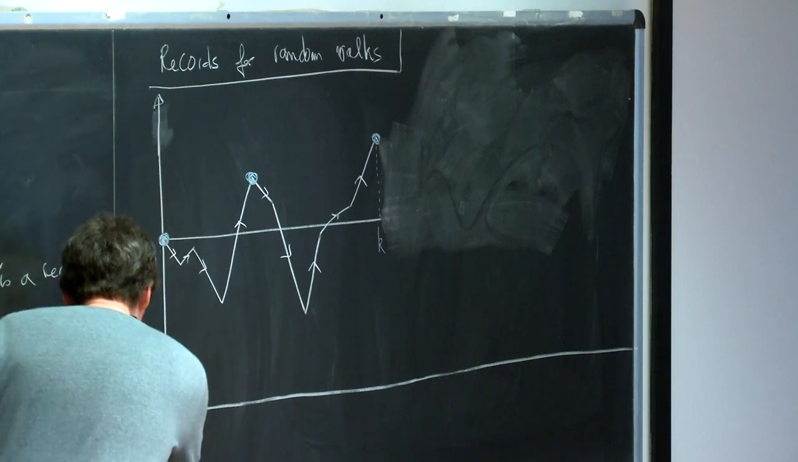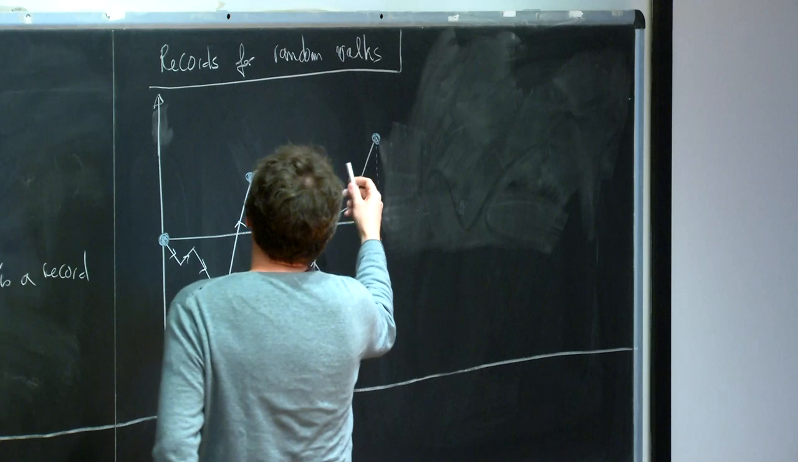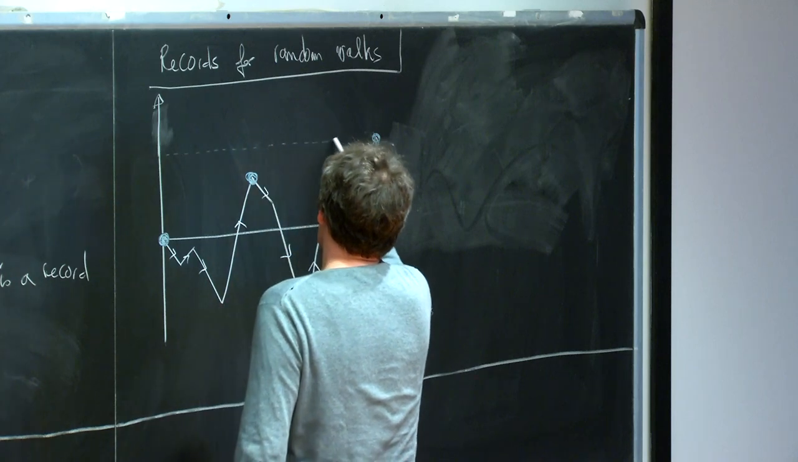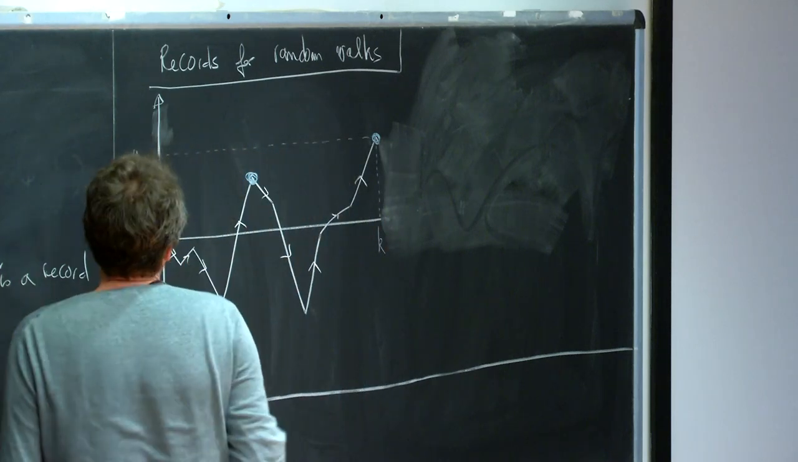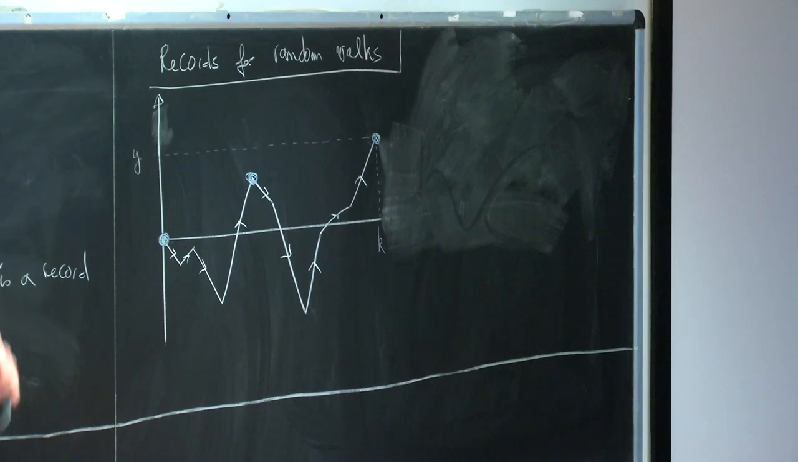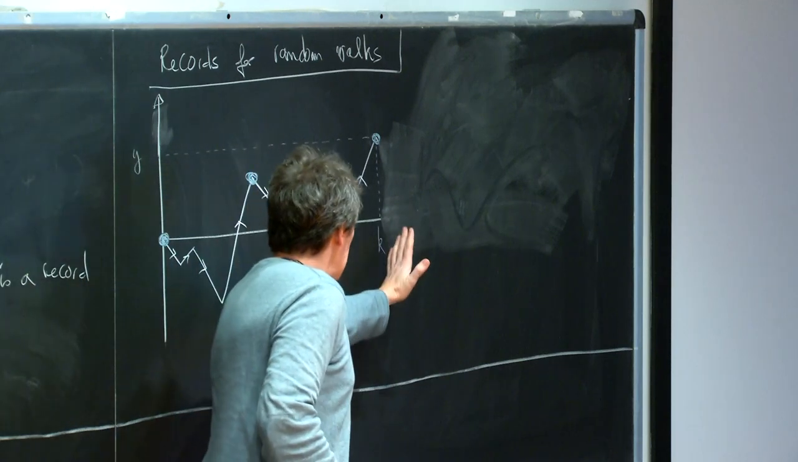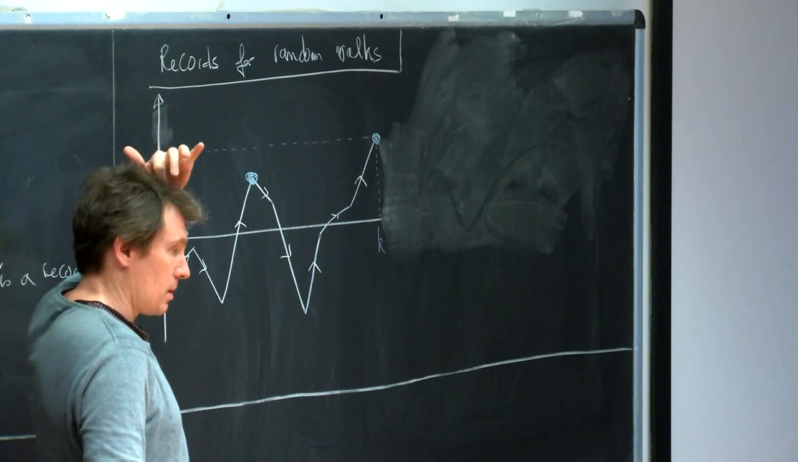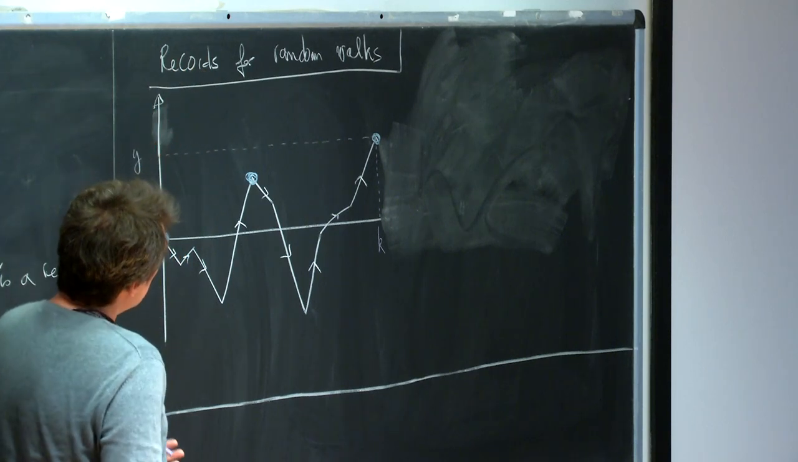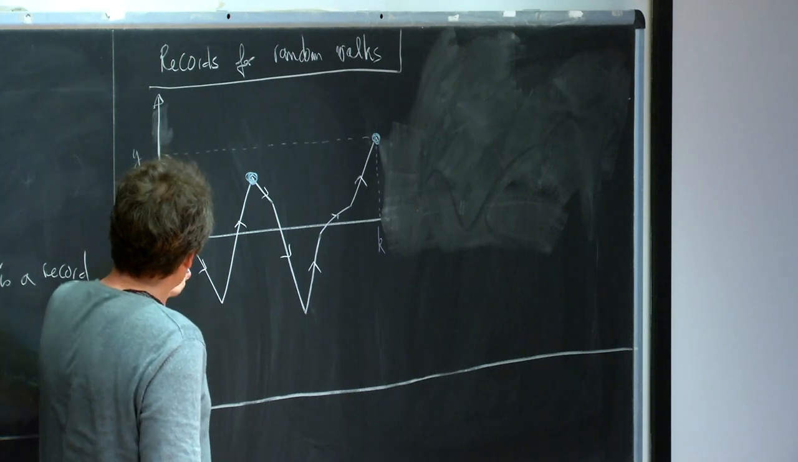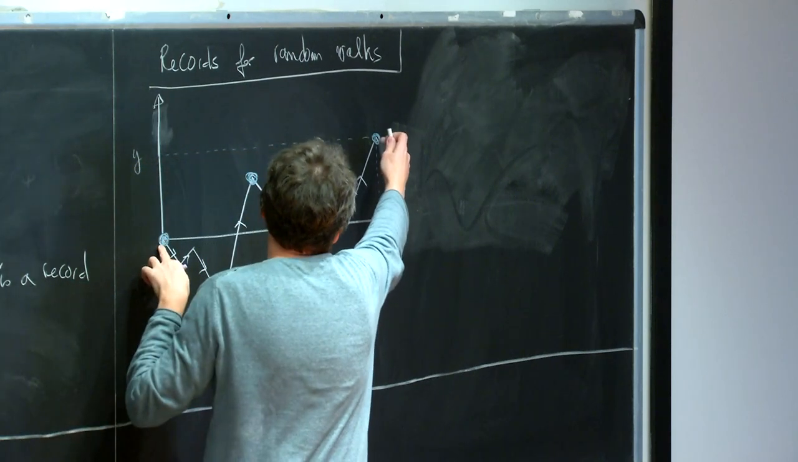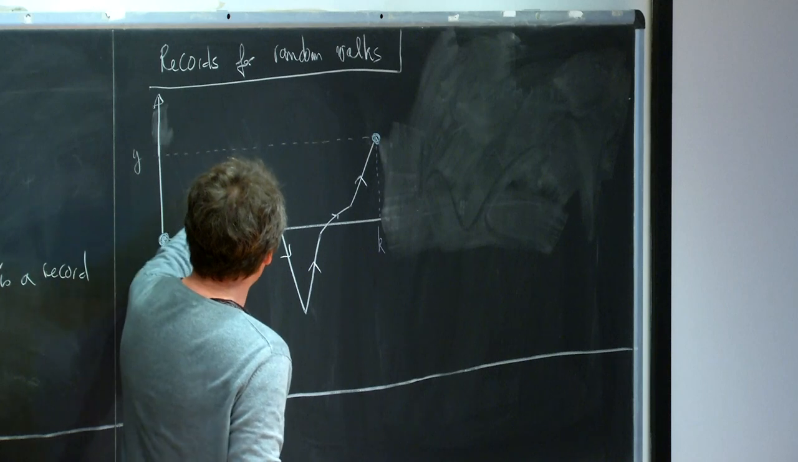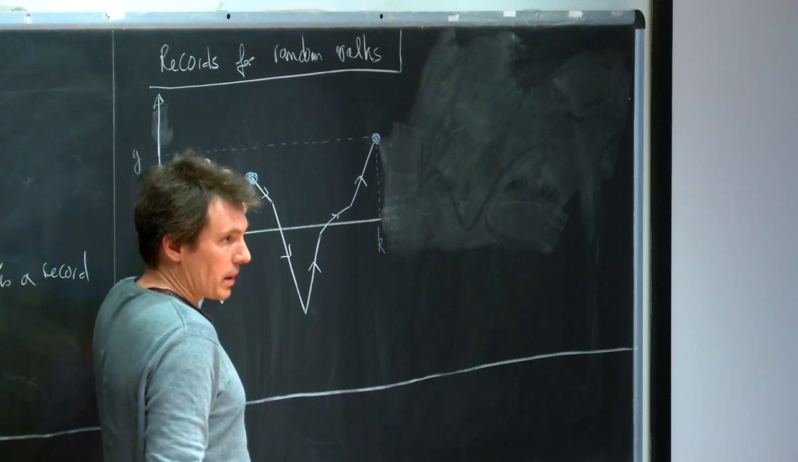For the sake of clarity of the explanation of the reasoning, let's suppose that this record is broken at a given value y. So I will first compute the probability that the record is broken at step k with some value y, and eventually I will have to integrate over y from 0 to plus infinity. Now, what do I do? I want to compute the probability that I start at 0 and arrive at y at step k for the first time, because it's a record. That means all these values need to stay below this value y.